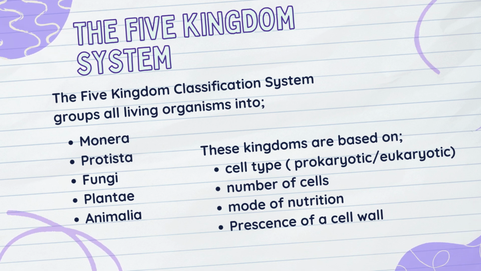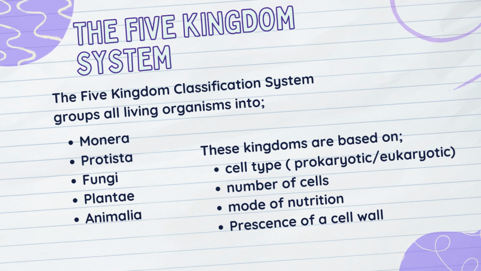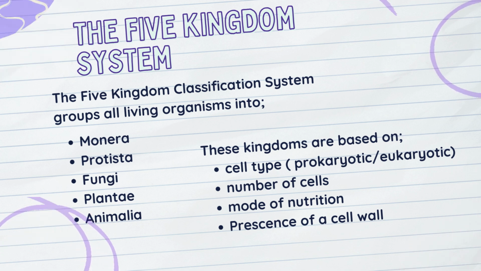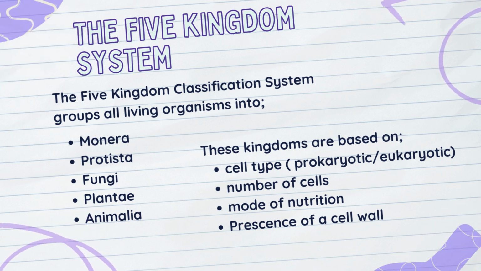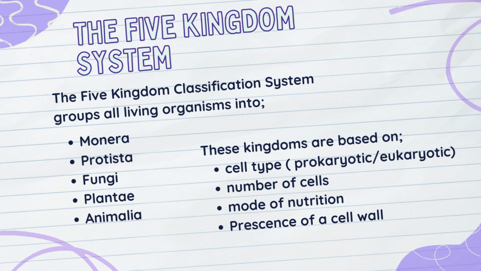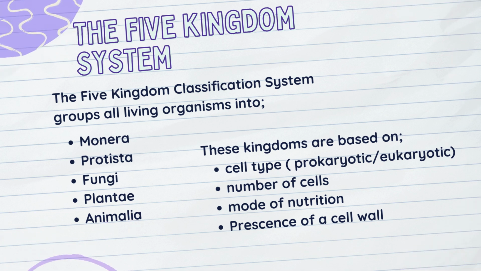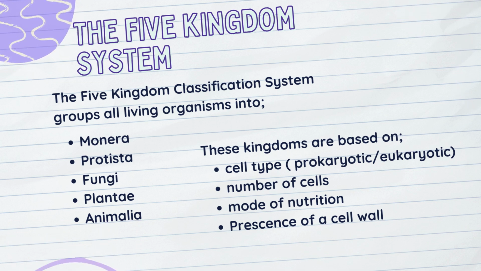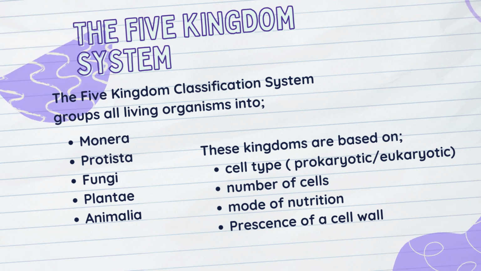These kingdoms are based on cell type. Is the cell prokaryotic, meaning has a nucleus, or eukaryotic, meaning does not have a nucleus? The number of cells, the mode of nutrition, how does it get nourishment, and the presence or absence of a cell wall. So let's now look at more examples. Let's look at the key characteristics inside these kingdoms.